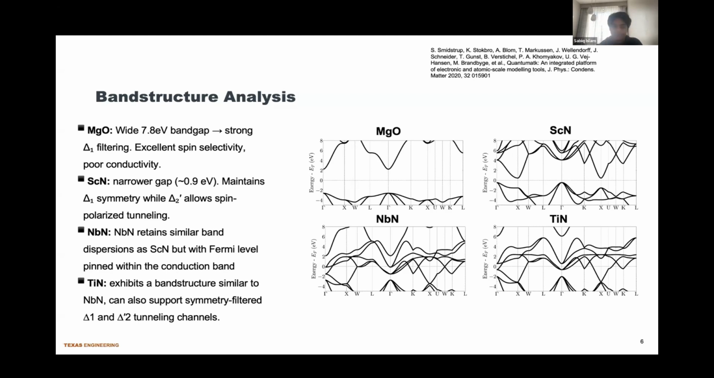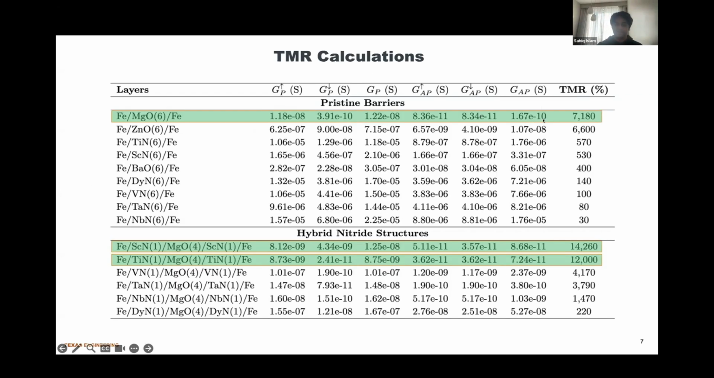And what's interesting about this is that it enables even more spin polarized tunneling to the d orbitals, which means higher transmission. So notably, when we look at two of our candidates, niobium nitride and titanium nitride, we see that they share a very similar electronic structure to that of scandium nitride, but with the Fermi level pinned within the conduction band. So this suggests that these two materials, along with the other nitrides, can also support both the delta 1 and delta 2 prime symmetry filtering. So with this in mind, we went ahead and calculated the TMR of our main candidates.